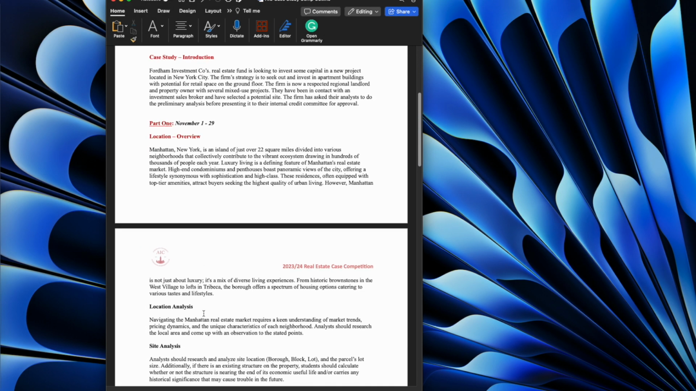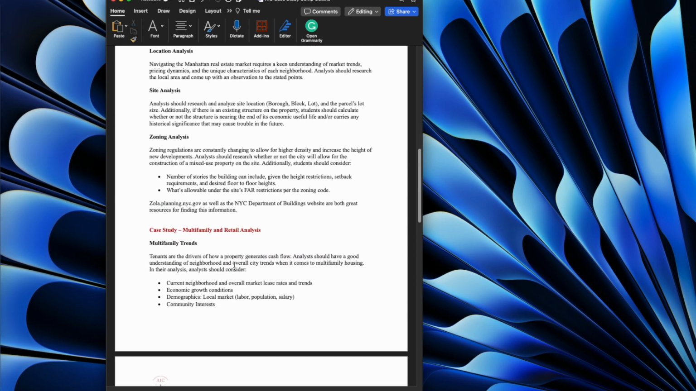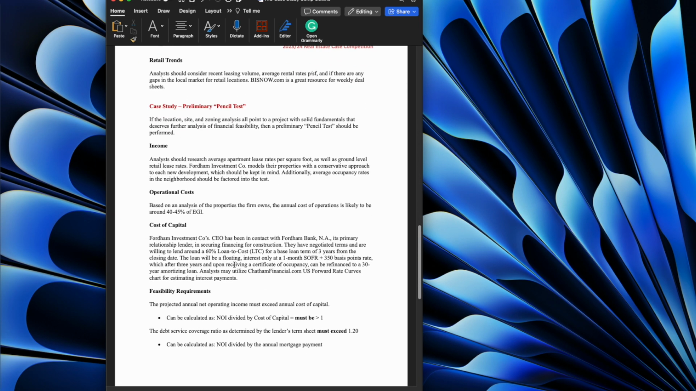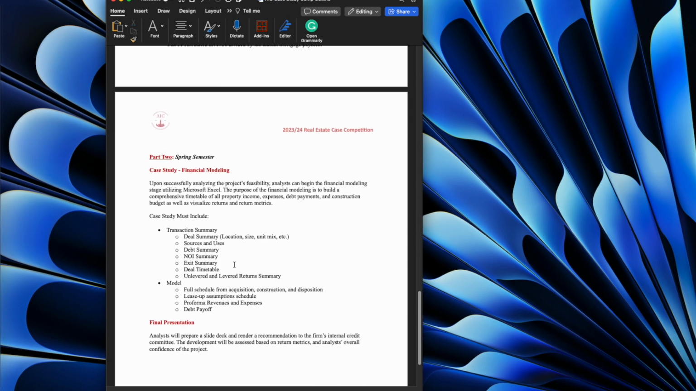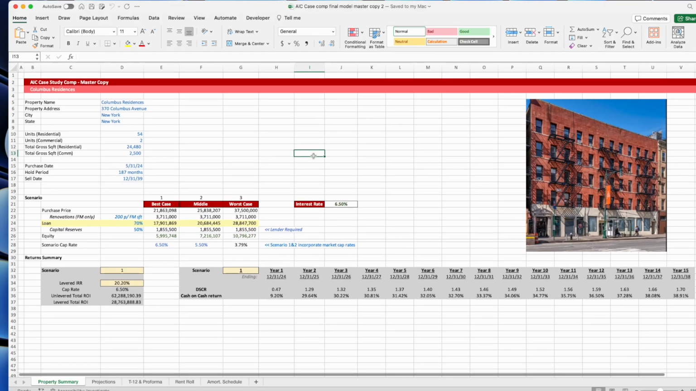Now that we did the location overview, location analysis, site analysis, zoning analysis, and the trends, we can finally get into the financial modeling of this whole thing. I'll go over how to use the model, what I did, and what you should look out for when analyzing this property. This is the model that we'll be using.